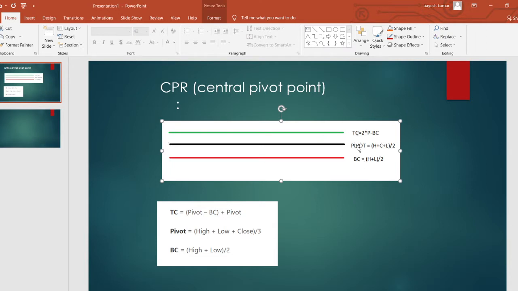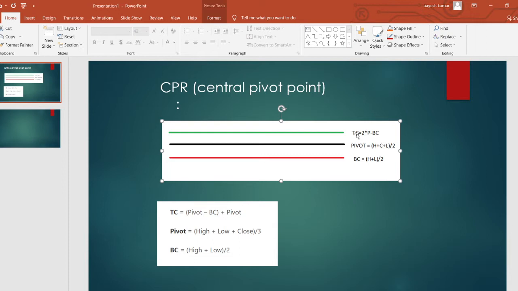The TC, BC, and pivot together make a range, but a simple pivot point has a single line and acts as support and resistance. This range is more powerful. So, in brief, I will tell you what we are going to learn, and how we are going to backtest it.